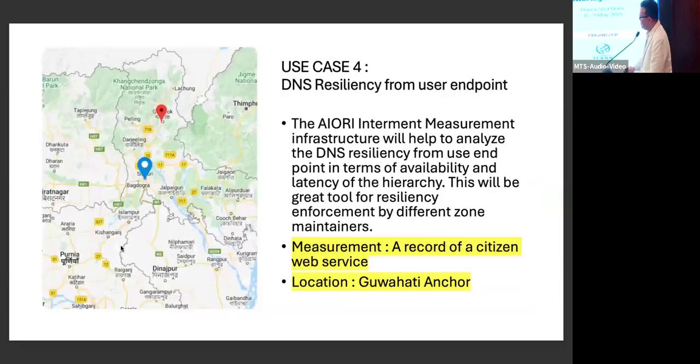We have the next slide. This is a use case wherein we are just measuring a particular A record of a .in service from a distant location in Guwahati.